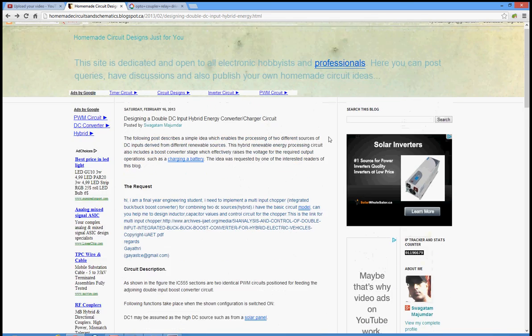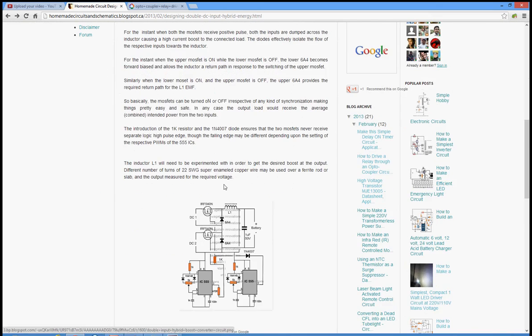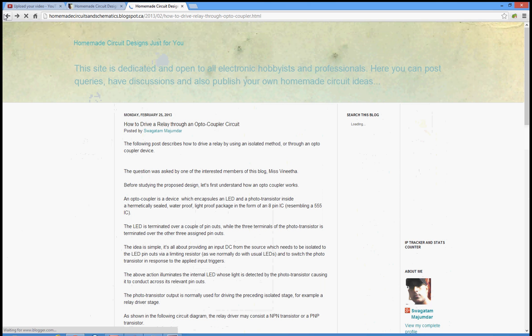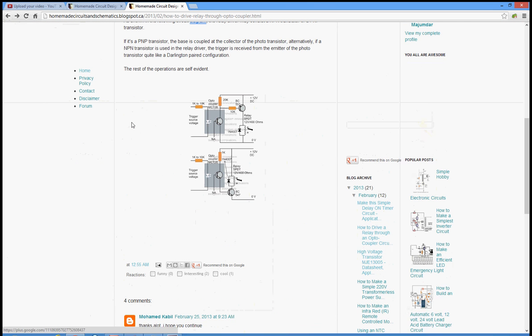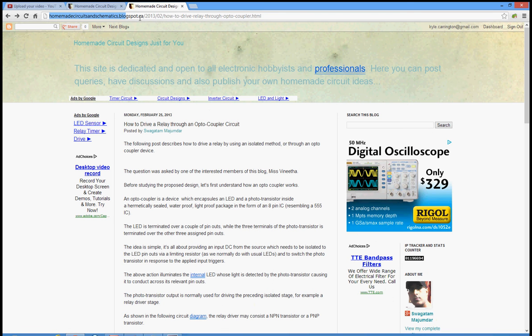Okay, so anyway, here we go. This circuit. No, this is the other one. This one here. Okay. How to drive a relay through an optocoupler. Where are we here? That circuit there. Okay.